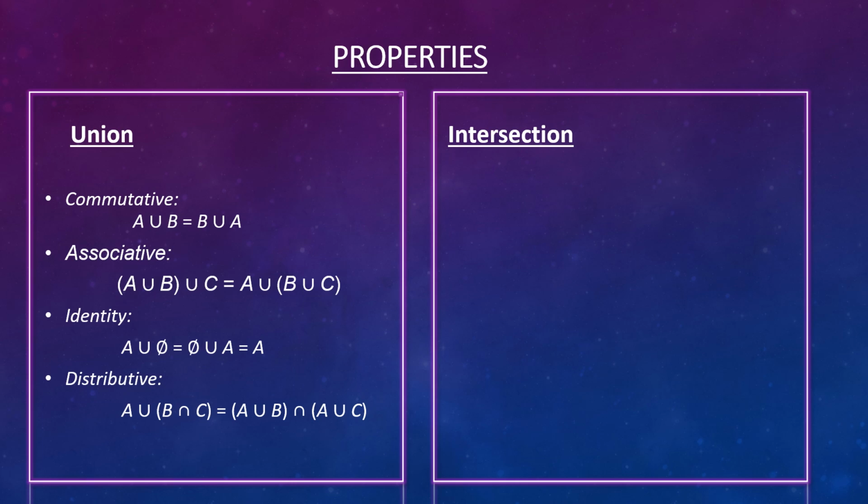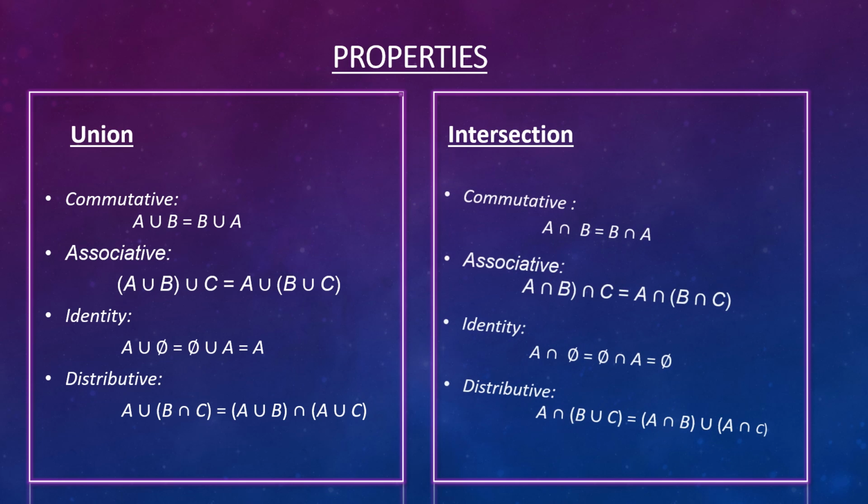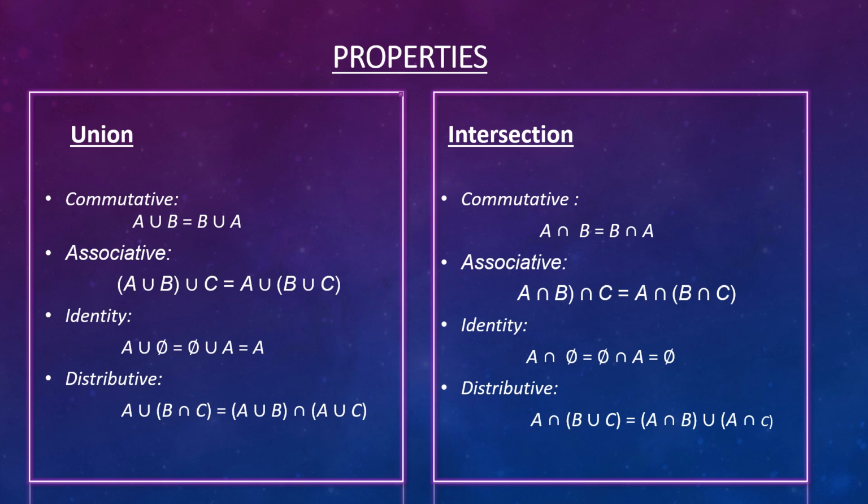Identity means that if we have the union of a set with the empty set, then we will get that set itself. And in distributive, A union (B intersection C) gives (A union B) intersection (A union C). Distributive property is the most important property. Same properties are there for intersection as well.